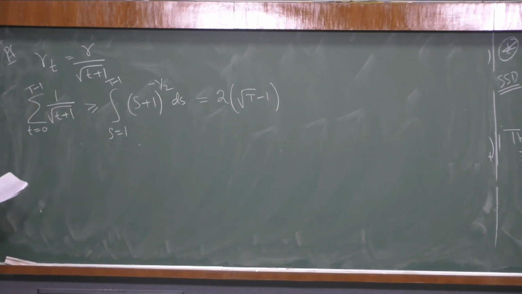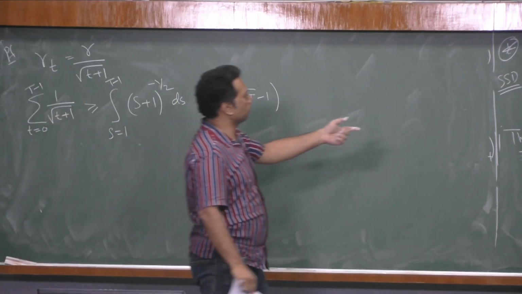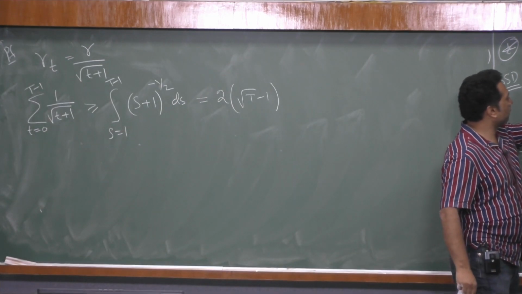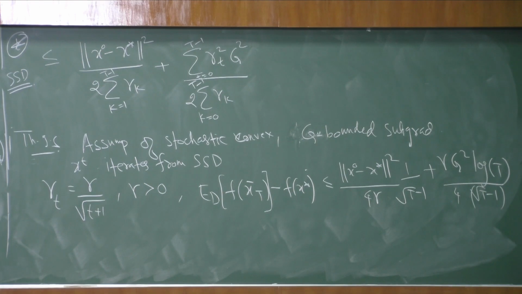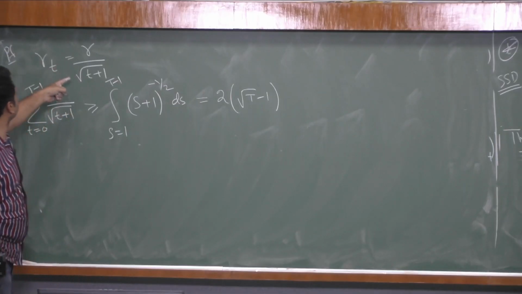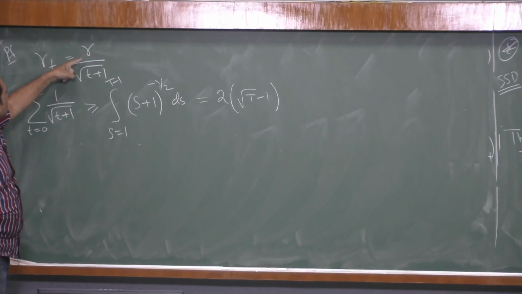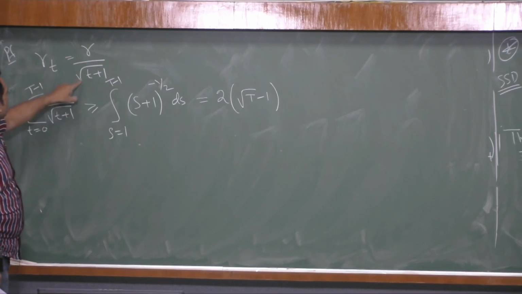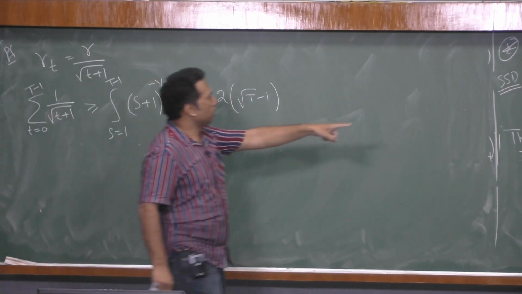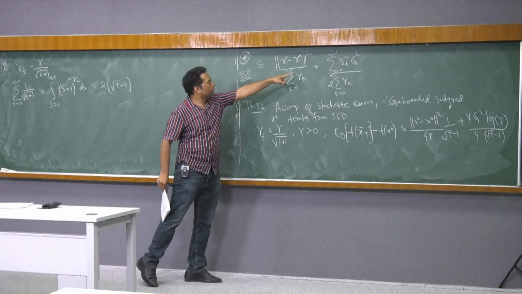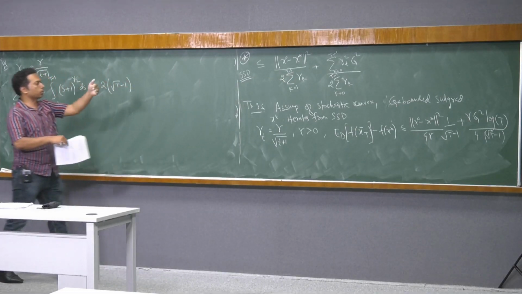So this gives us a lower bound. The reason we are looking at the lower bound is because of the sum of gamma k. In the sum of gamma k, you will have the sum of 1 by square root of t plus 1, so that will be another integral bound. And where you have the sum of gamma squared, we want to upper bound those.